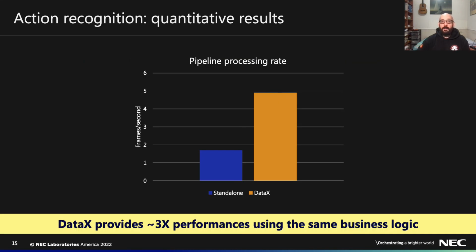When we do a quantitative analysis of the performance of action recognition, the standalone version and the version that runs on DataXe, we find out that the DataXe version using the same hardware can process about 3 times the number of frames compared to the standalone version.